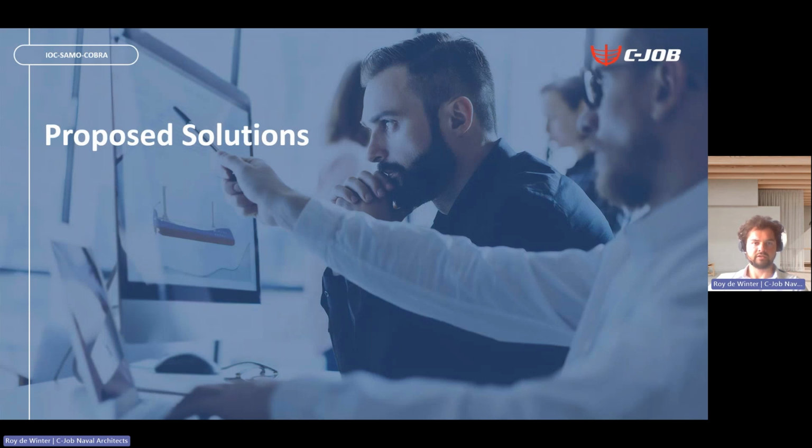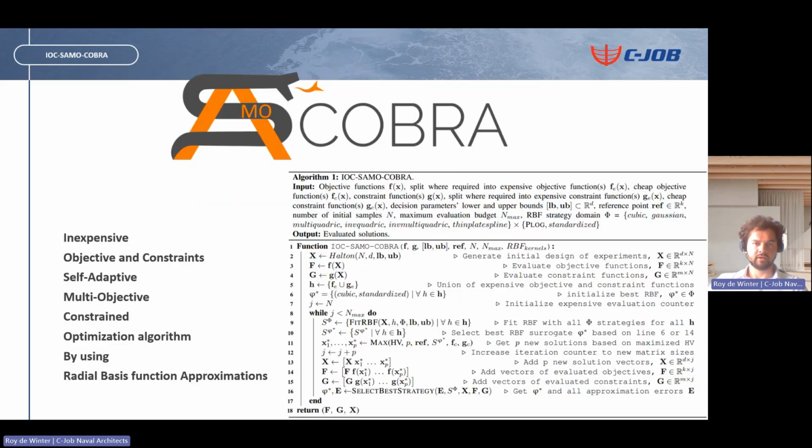The proposed solution is the IOC Sama-Cobra algorithm, in which you can define if an objective is cheap or if an objective function is expensive. You can do the same for the constraints. The constraints can also be denoted as cheap or expensive.